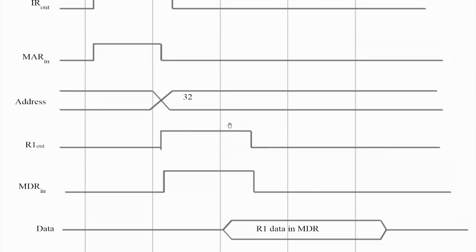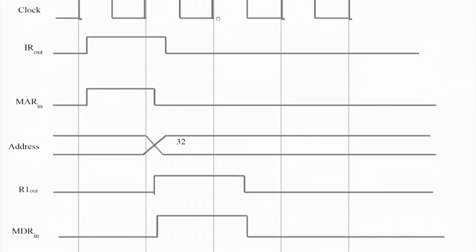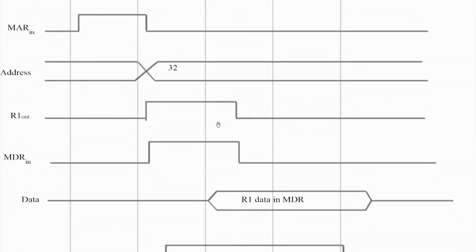So now at this clock edge, as I have made the memory data register in 1 at this point, the value of the register R1 will be out to the bus, and memory data register in has already been made 1. That means at this positive clock edge, the value of R1 will be going into the memory data register. Now the memory data register will be fed with the value of register R1, but where will the memory data register write? To the memory location in the memory address register, which is the value of 32.